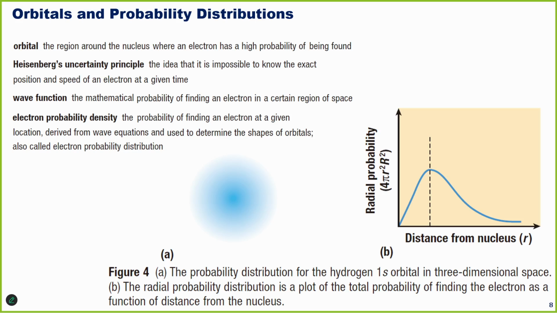Okay, next let's have a look at two related concepts: orbitals and probability distribution. Schrödinger's work on quantum mechanics led to his development of a mathematical equation called the Schrödinger wave equation, which could be used to calculate electron energy levels. If an electron has a definable energy, then it can be localized in an orbital, which is a region around the nucleus where there is a high probability of finding an electron.